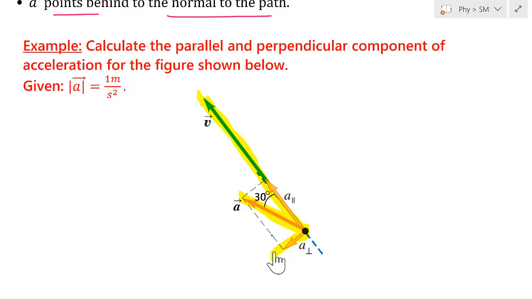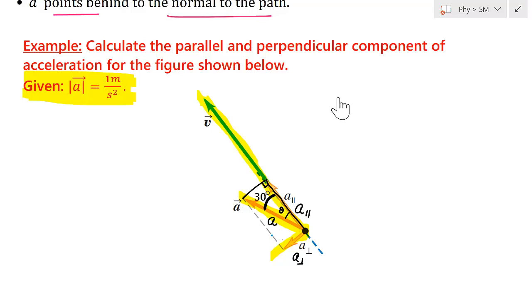This is 1 meter per second square. So the magnitude of acceleration is given, that is 1 meter per second square, and I have to calculate what is the parallel component and what is the perpendicular component. So this is your acceleration, and this is your parallel component, and this is your perpendicular component, and this angle is theta. So if this angle is theta, I can use this right angle triangle and calculate this one. So this angle is theta, and that theta is 30 degrees in this case.